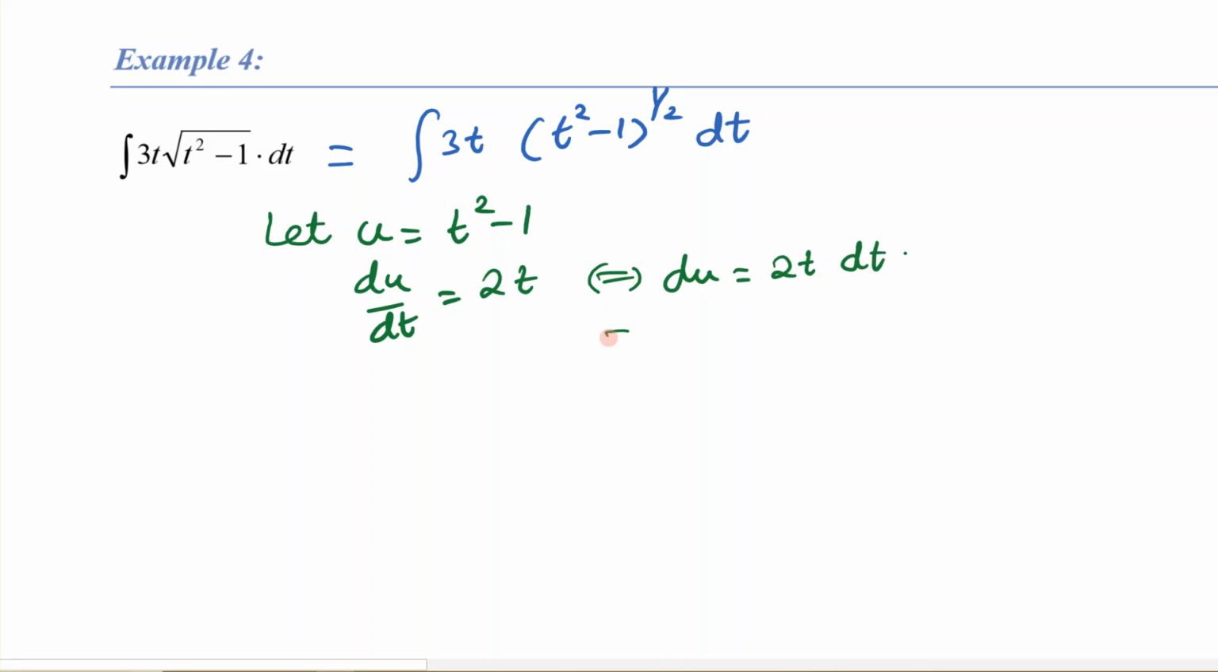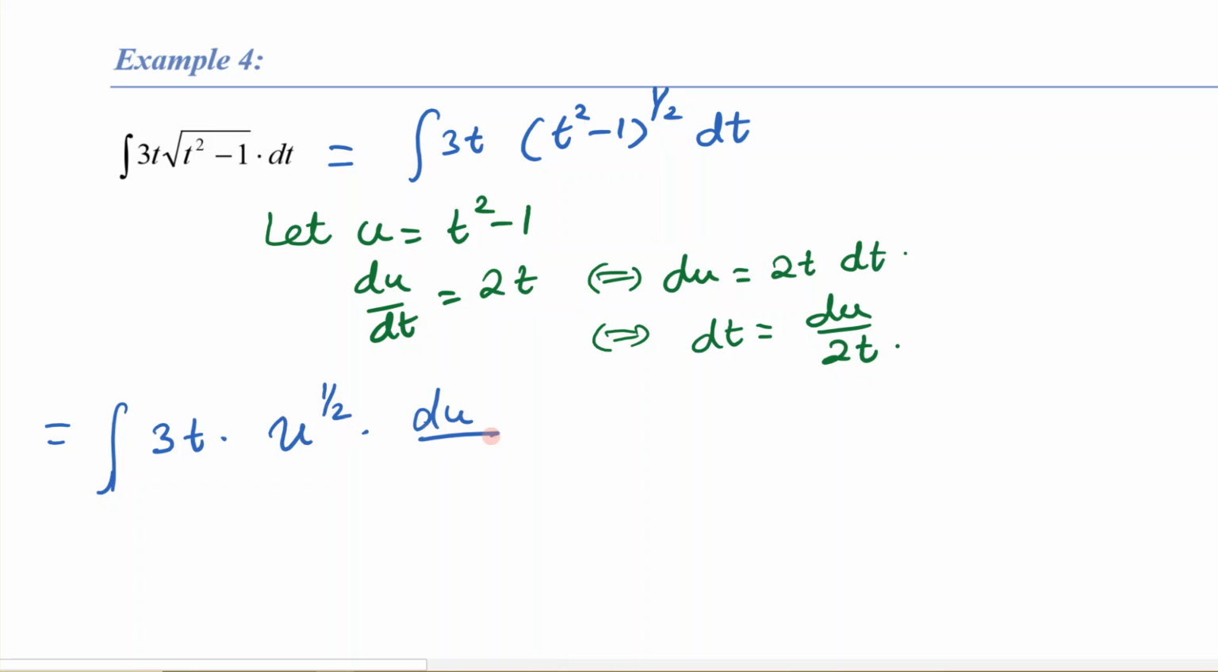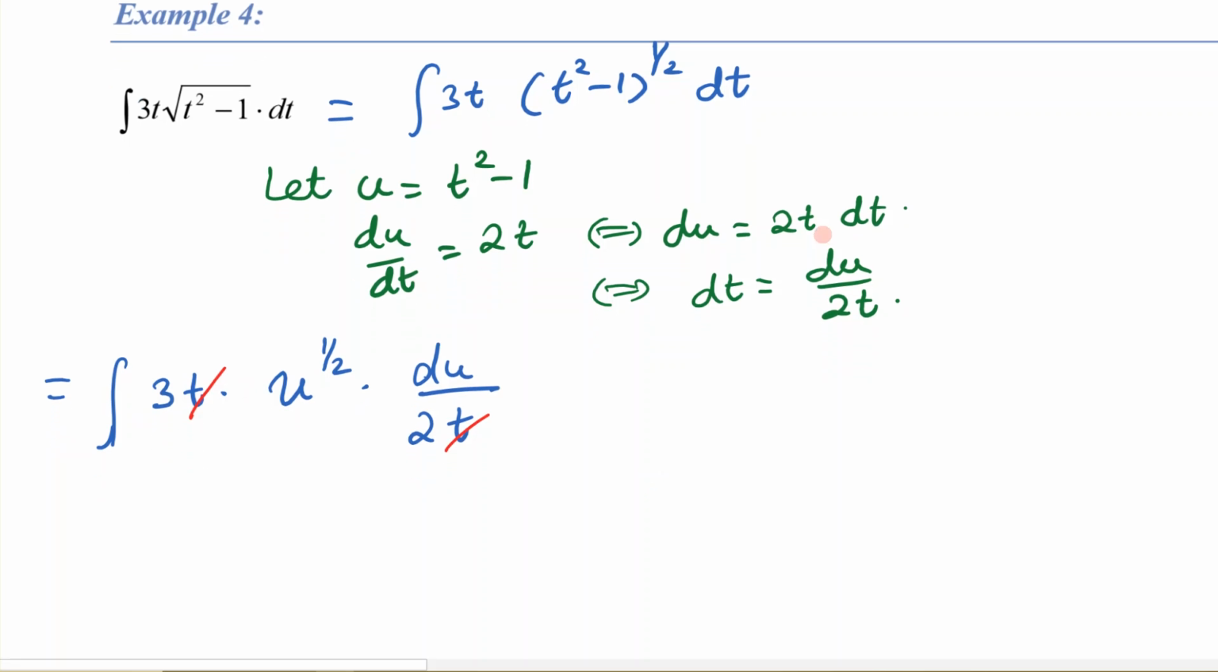But since when we do the substitution we need the value of dt, dt is equal to du over 2t. So let's do the substitution and try to replace everything in terms of u. So 3t, we don't know the value of t yet, so let's just write it as it is. And (t squared minus 1) raised to power half becomes u raised to power half, and dt becomes du over 2t. So now we notice that our t is gone. Or we could have simply figured out the value of t dt, which is du over 2.